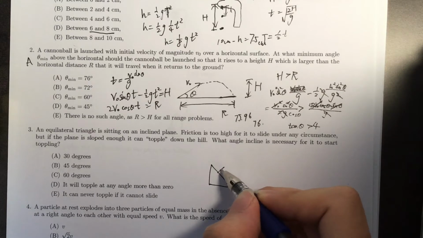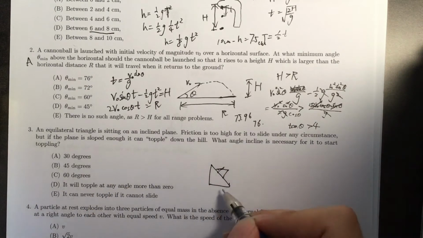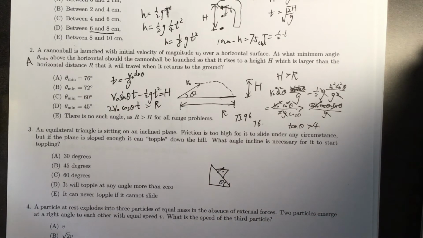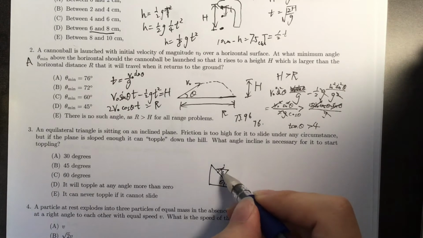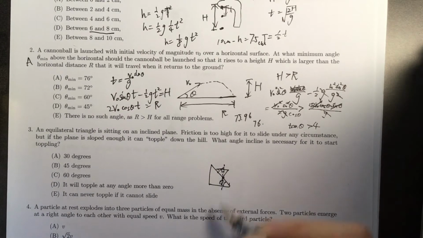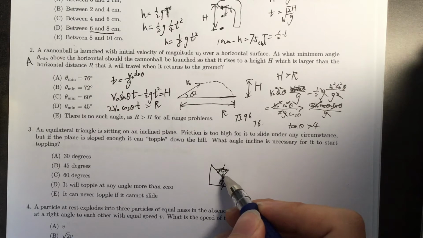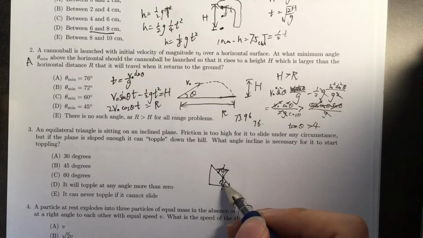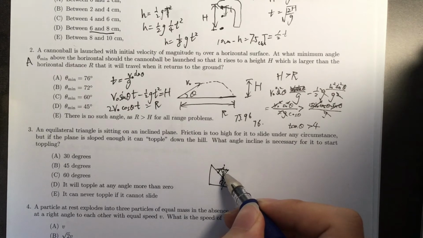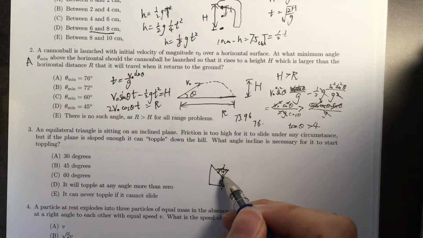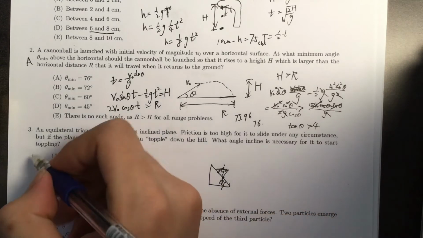We have an equilateral triangle sitting here. So in order for this to be the angle for it to tip, the center of mass of this equilateral triangle has to be over the point of contact. So we know this is an equilateral triangle and it's pretty symmetrical. Then this angle has to be 60 degrees in order for the center of mass of this equilateral triangle to be just on the tipping point. So it's 60 degrees.